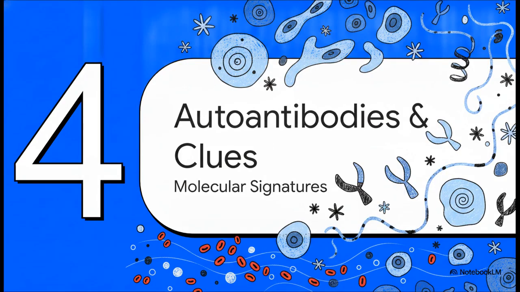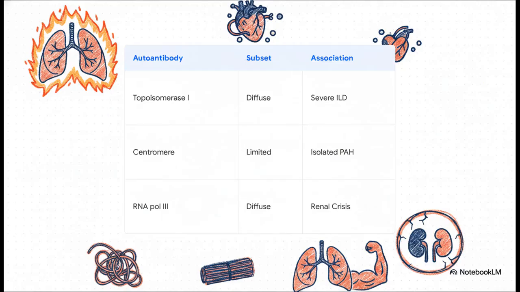Section 4. Autoantibodies and diagnostic clues. Time for some molecular detective work. You can find circulating anti-nuclear autoantibodies in virtually all patients with systemic sclerosis, and they are incredibly specific. They tell a story. Let's map them out real quick. Topoisomerase I, also known as Scl-70, is highly associated with that diffuse, aggressive subset, particularly with early-onset interstitial lung disease. Centromere antibodies, on the other hand, point toward the limited subset, bringing a higher risk of isolated pulmonary arterial hypertension.